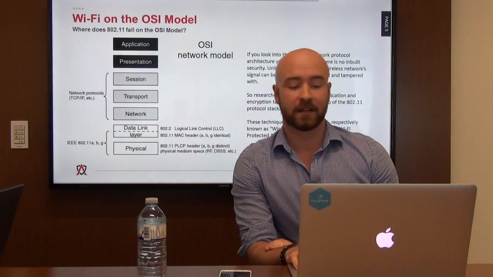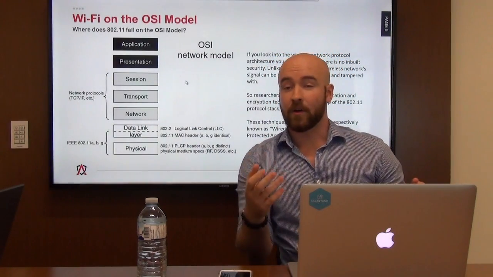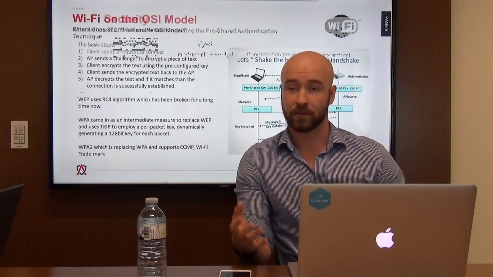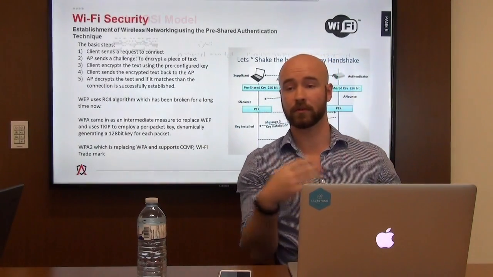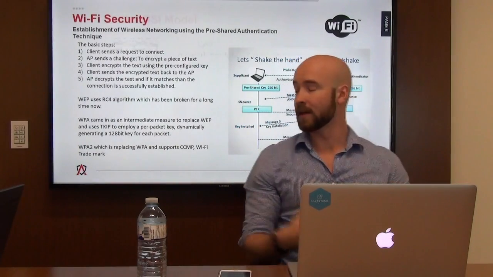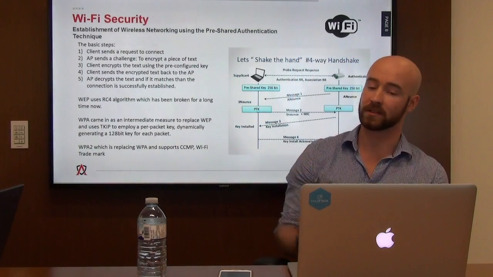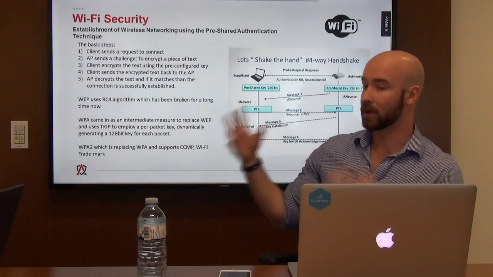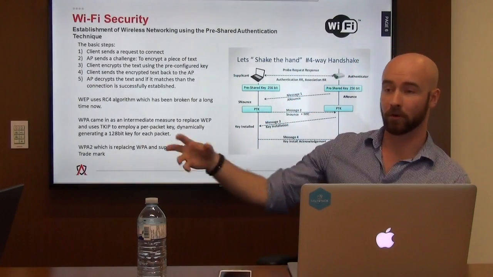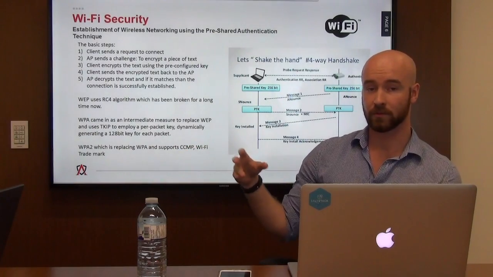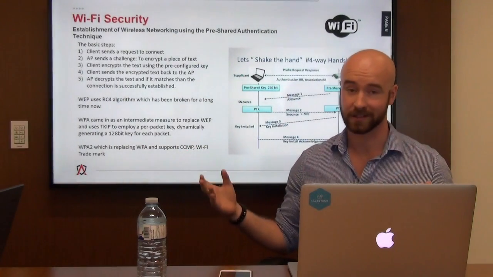If we go on to the next slide, I'll talk about how Wi-Fi security is handled right now. The way it works is through a type of handshake. In this handshake, and I'm really going to the basics here for you guys, the client will send a request to the access point to connect. We say, hey, I want to connect to the network.